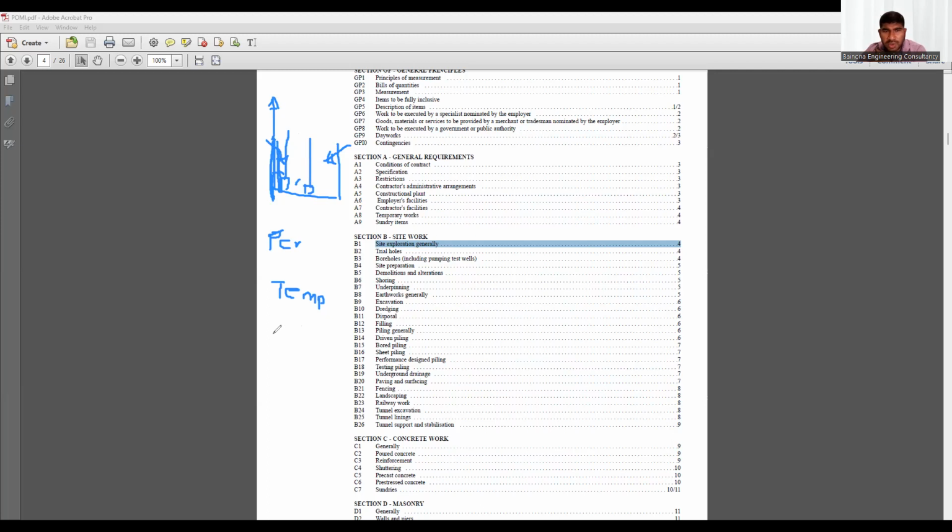So the permanent shoring, there are many types. One is piling, shoring pile. There are two different piles: one male and female piles.